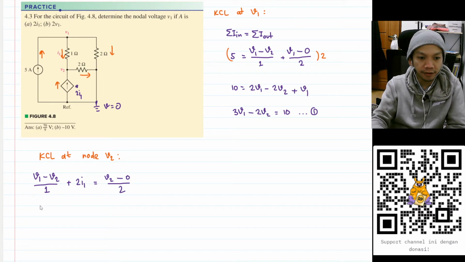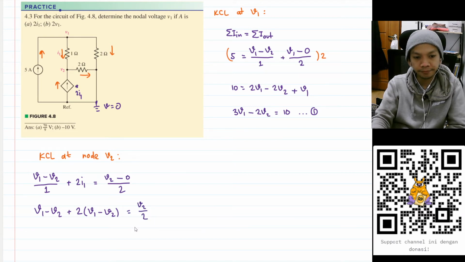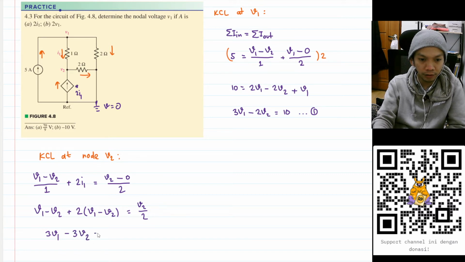But let's rewrite this again. I'll have V1 minus V2 plus 2I1. But I1 is just V1 minus V2 divided by 1, right? So I will have V1 minus V2. And that will equal V2 over 2. This one will be V1 plus 2V1, that will be 3V1, and then minus V2 minus 2V2, so I'll have minus 3V2, and that will equal V2 over 2.